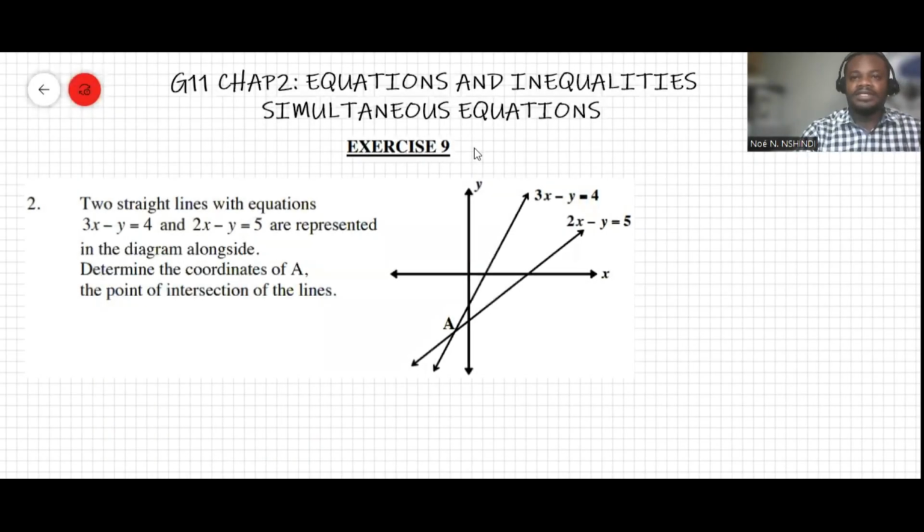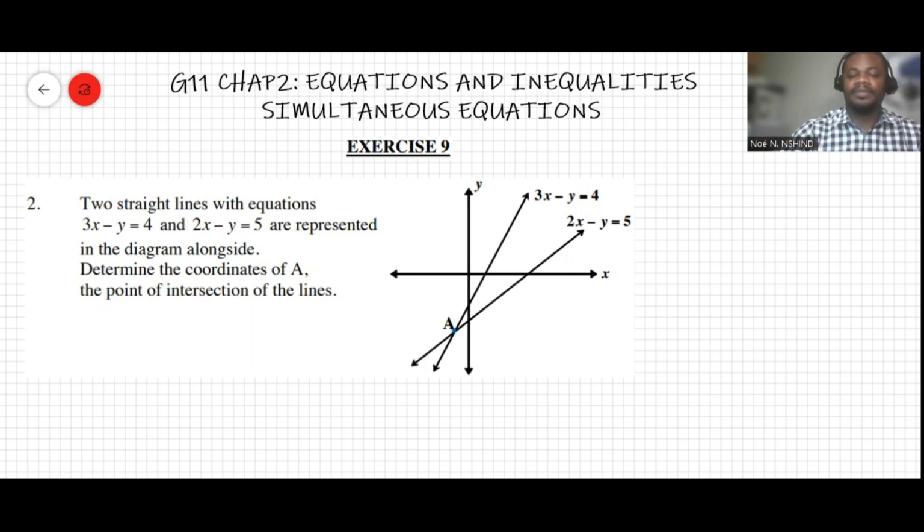We have another question here that says two straight lines with equations 3x minus y equal 4 and 2x minus y equal 5 are represented in the diagram alongside. Determine the coordinate of A, the point of intersection of the lines. Okay, the point of intersection. So we're referring to this point here.